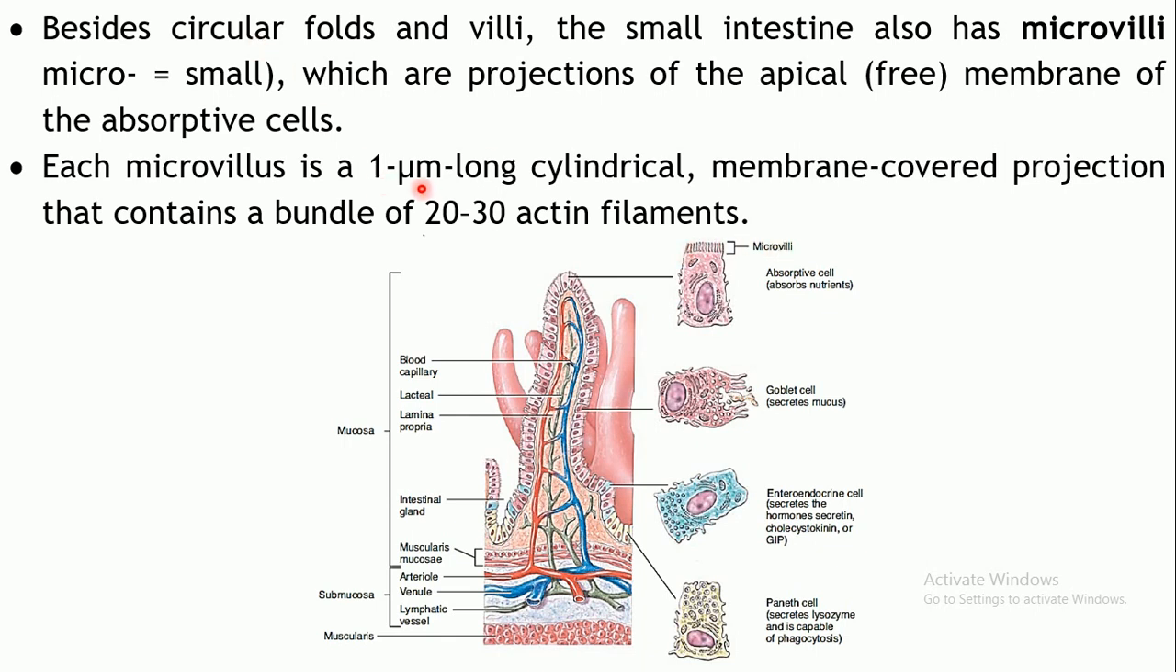Now the size of a single microvillus is 1 micrometer. It's 1 micrometer in length. Can you imagine the small size? That's why these are known as microvilli. These are small cylindrical membrane-covered projections of the absorptive cells. They contain a bundle of 20 to 30 actin filaments in them.